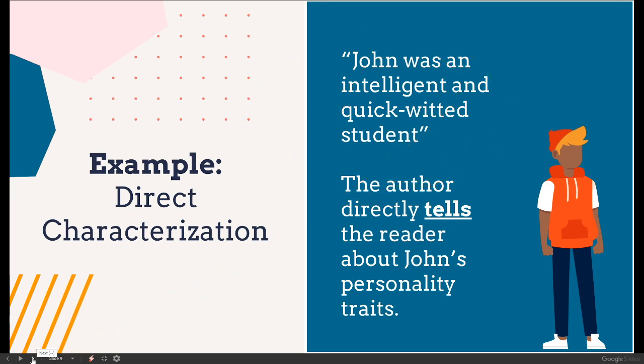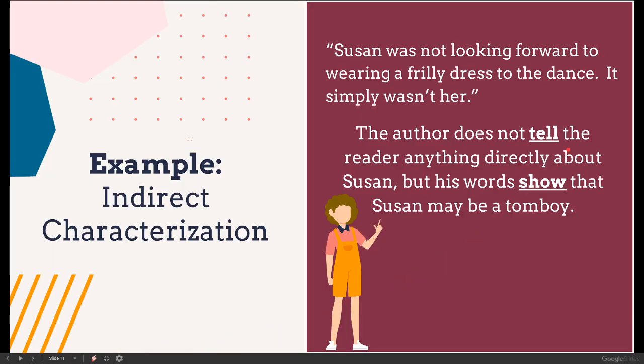But with indirect characterization, it gets a little tricky. Here's an example of it right here. "Susan was not looking forward to wearing a frilly dress to the dance. It simply wasn't her." Now this is harder because we have to guess who Susan is as a character based on her feelings, based on her identity and how she sees it. Here the author does not tell us about Susan. They really just show us that Susan might be a little more masculine. She might be a little more of a tomboy.